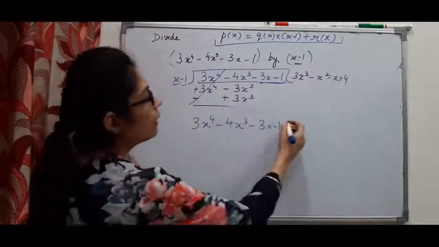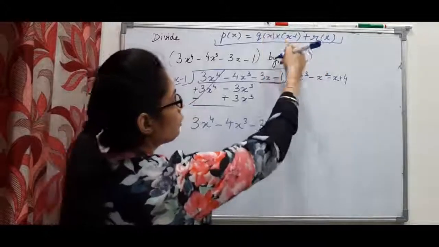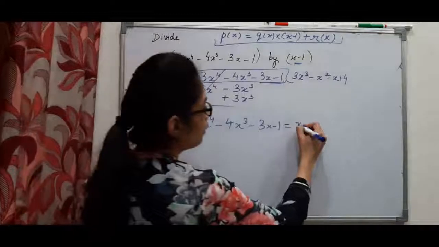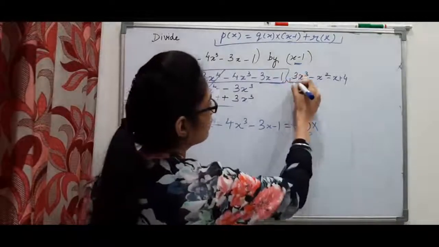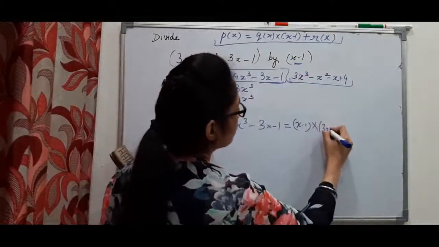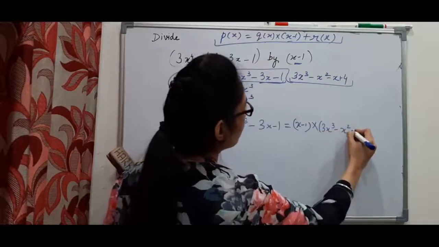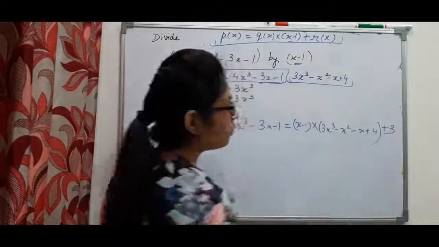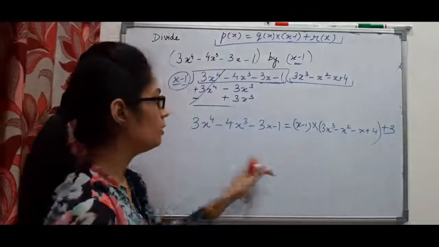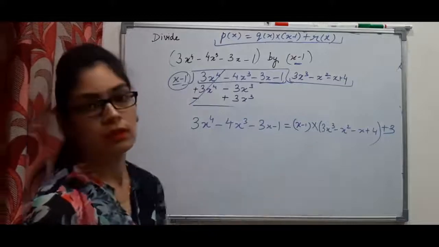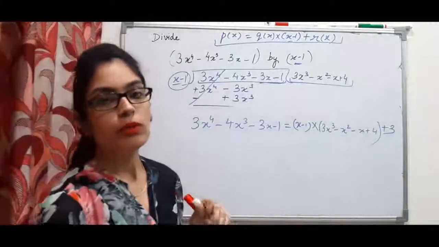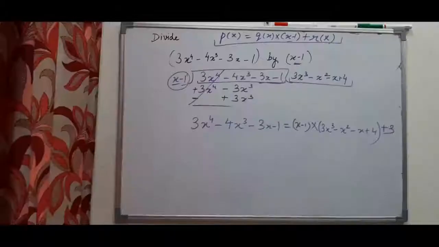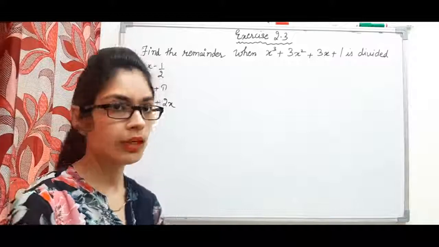This is p(x). It is equal to q(x) into x minus 1. So this is x minus 1 into q(x), which is this, 3x cube minus x square minus x plus 4, plus r, which is 3, because we have got 3 as a remainder. So this can be expressed as this. So this is how we'll do sums of exercise 2.3, and now let's continue exercise 2.3. So let's start exercise 2.3 now.